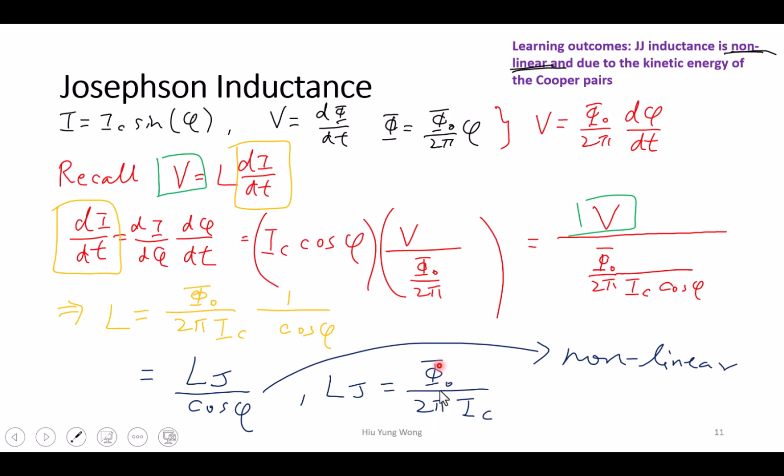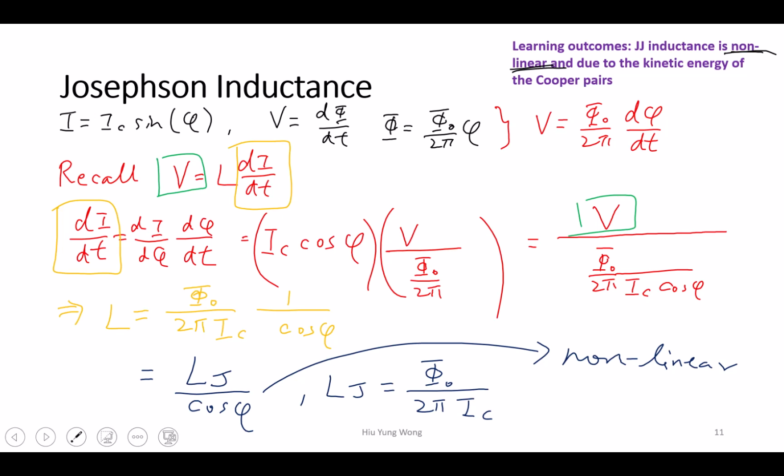Phi naught is the magnetic flux quanta. It's constant everywhere in the universe. IC is the critical current of your device. It's constant for your device. But phi is not, it depends on your operating condition. And you have cosine phi. Definitely it is not linear. The inductance is due to this one.